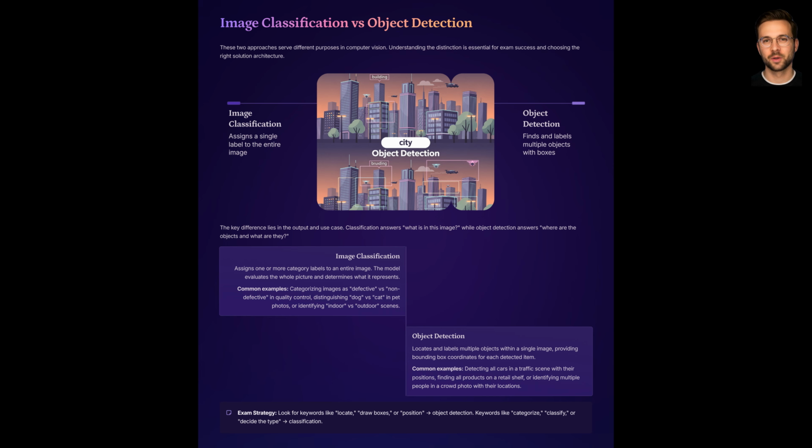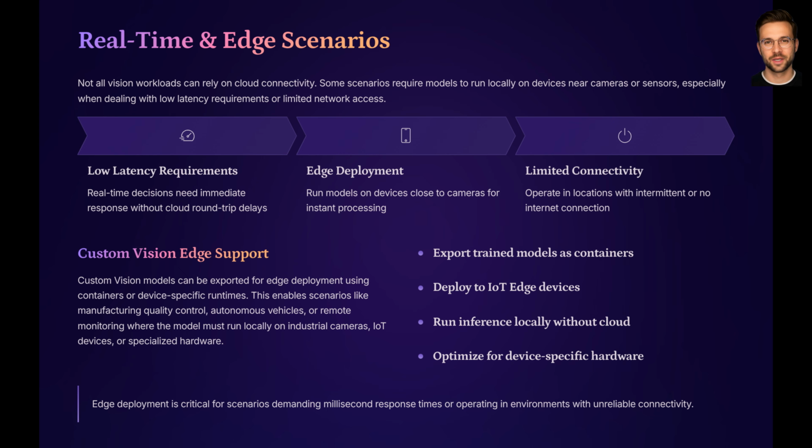Let's also talk briefly about real-time and edge scenarios. Sometimes, computer vision models need to run on devices close to where images are captured, with limited connectivity, or with strict latency requirements, such as cameras in a factory or on a vehicle. In these cases, you can export models trained with Custom Vision or other vision tools to run on edge devices, using containers or compatible runtimes.